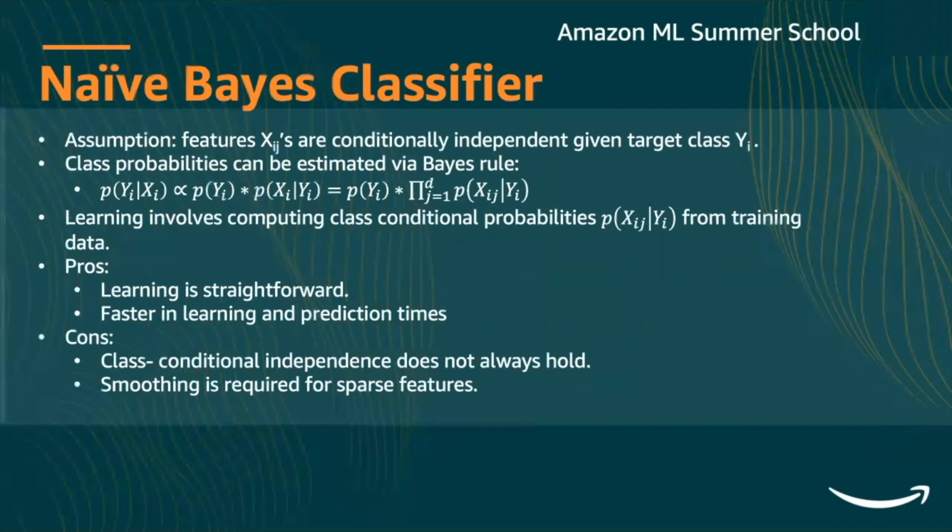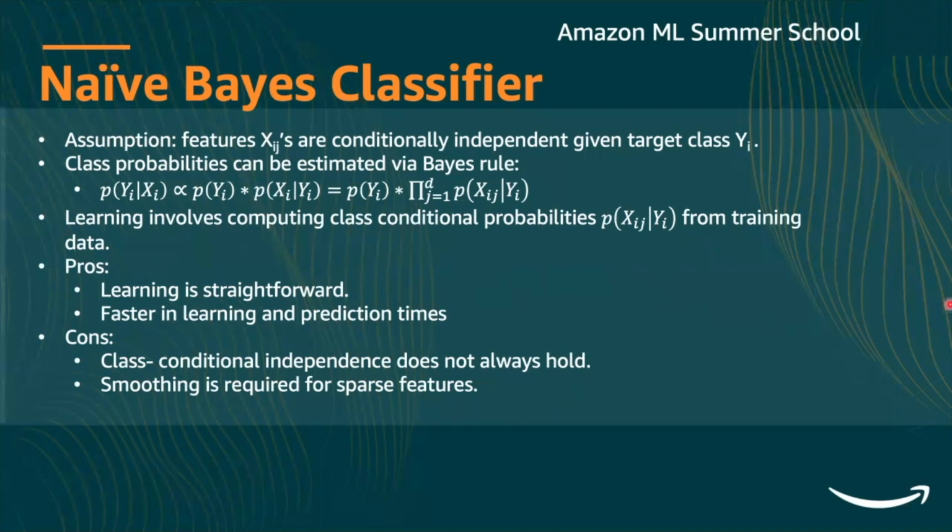Now, the naive Bayes classifier is basically a classification technique which is based on Bayes theorem, with the assumption that there is independence among the features. In simpler terms, a naive Bayes classifier assumes that the presence of a particular feature in a class is unrelated to the presence of any other feature. So that means the features are independent given the class.